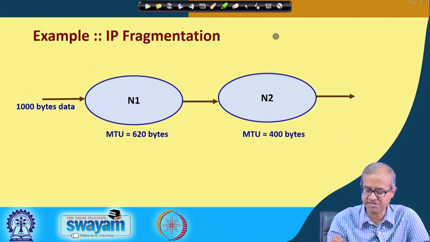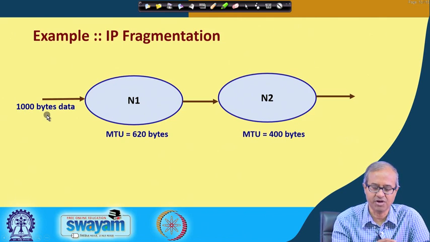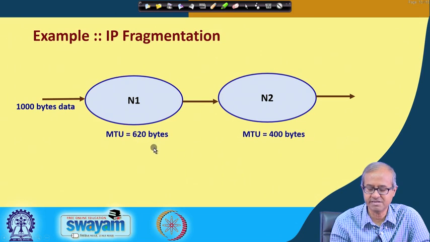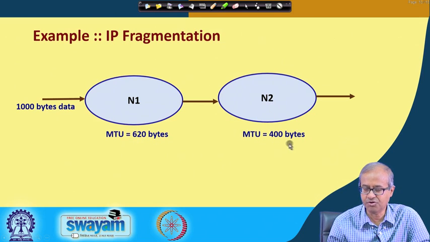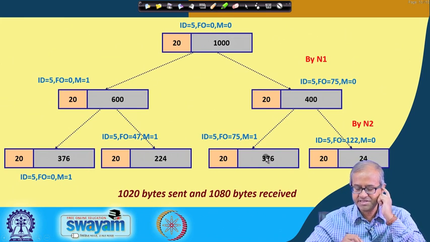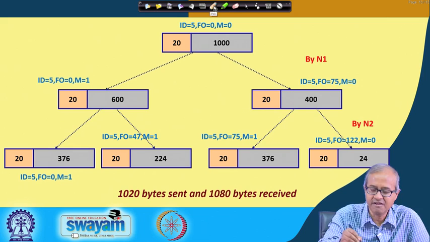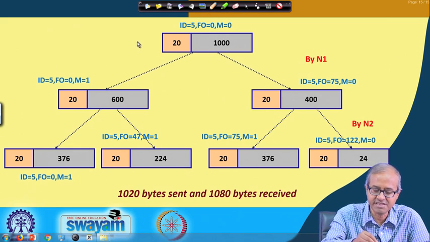Let us take an example. Let us assume that I have a scenario like this, where I am trying to send 1000 bytes of data through IP. The first network has an MTU of 620 bytes, the second network has an MTU of 400 bytes. Let us assume this. So, in this diagram I am showing how the packets are fragmented. This is my original packet.